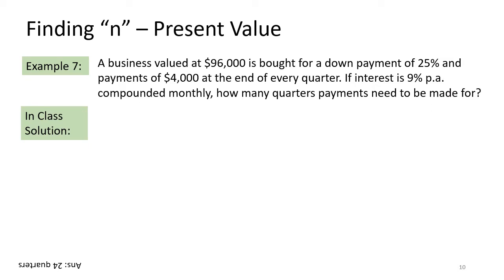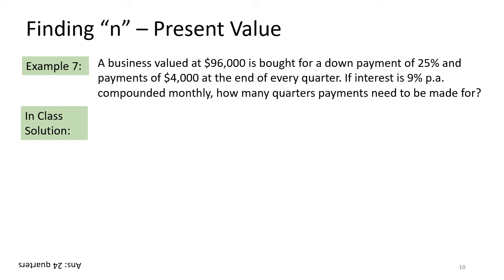So our next example now is looking at finding n if you know the present value. Again, it's just a different formula to use when solving for n. A business valued at $96,000 is bought for a down payment of 25% and payments of $4,000 at the end of every quarter. If interest is 9% per annum compounded monthly, how many quarterly payments need to be made?